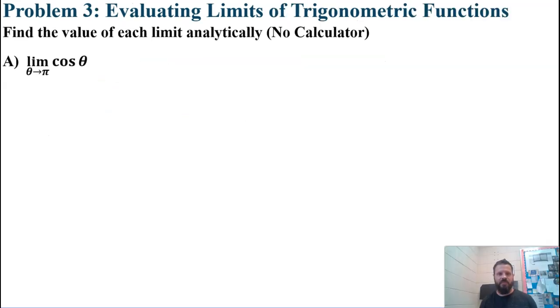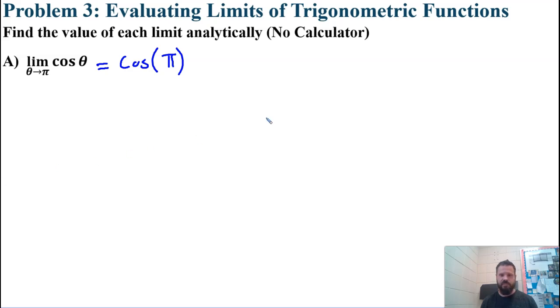All right, last thing we'll do in this part of the video is looking at evaluating limits involving trigonometric functions. So once again, find the value of each limit analytically. And here we're just looking for the limit as theta goes to pi of cosine theta. Now I'm going to say part A is our straightforward example where we can just use direct substitution. So the question is, without a calculator, can I find the cosine of pi?